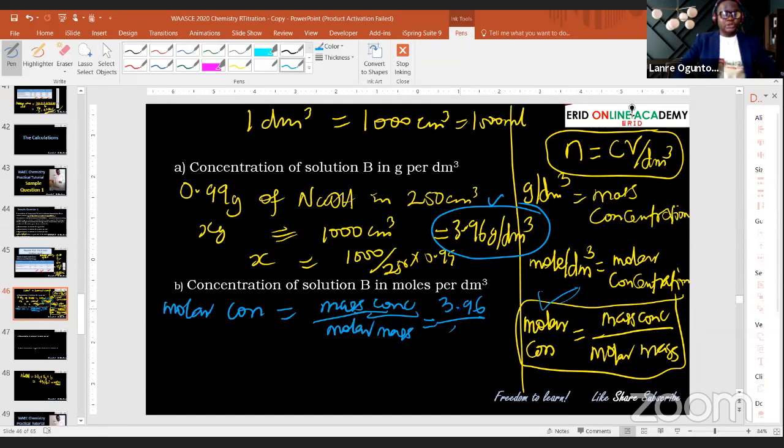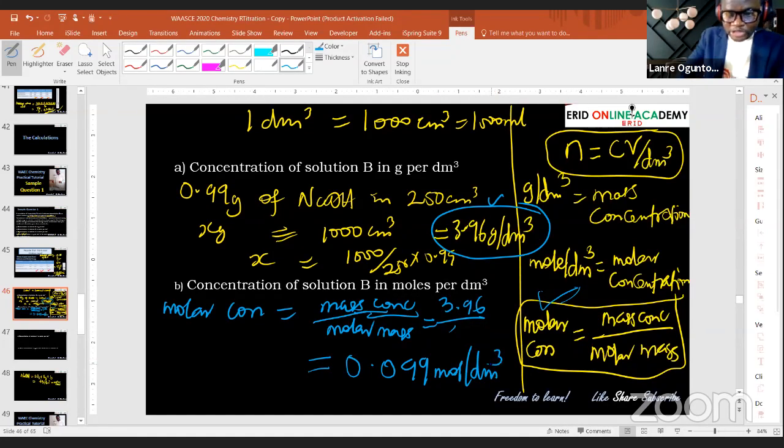0.09. So 0.09 is the what? Is the amount in moles of what? Of the base. So that gave us 0.09. Okay, yeah, I got 0.099. So that is moles per what? Per dm³. So this gives me the molar concentration. So I've been able to answer the first question here, and this is my answer. Okay, and the second question, this is my answer.